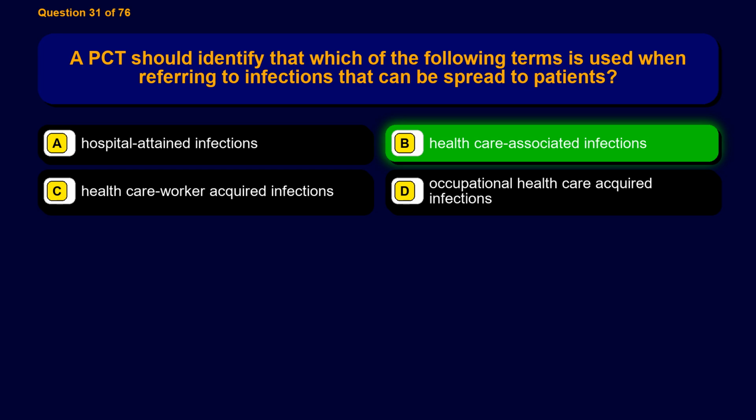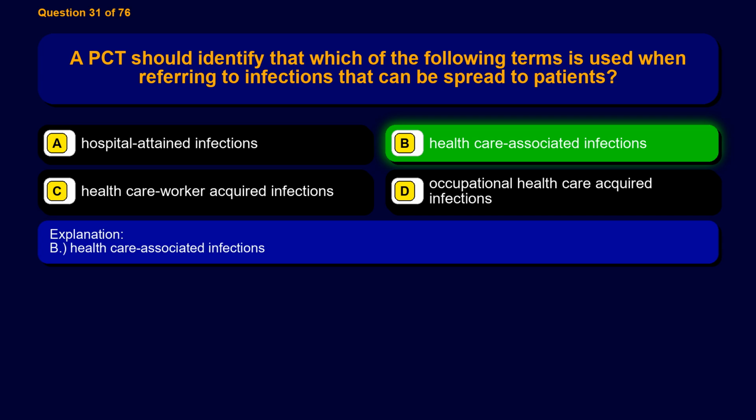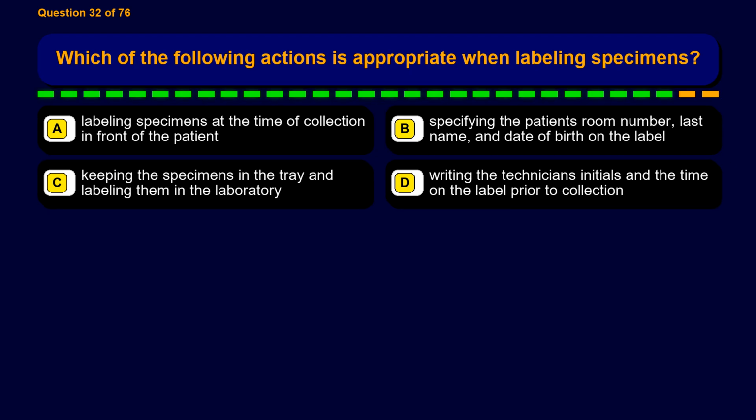The correct answer is option B, healthcare-associated infections. Question 32. Which of the following actions is appropriate when labeling specimens? Option A, labeling specimens at the time of collection in front of the patient. Option B, specifying the patient's room number, last name, and date of birth on the label. Option C, keeping the specimens in the tray and labeling them in the laboratory. Option D, writing the technician's initials and the time on the label prior to collection.